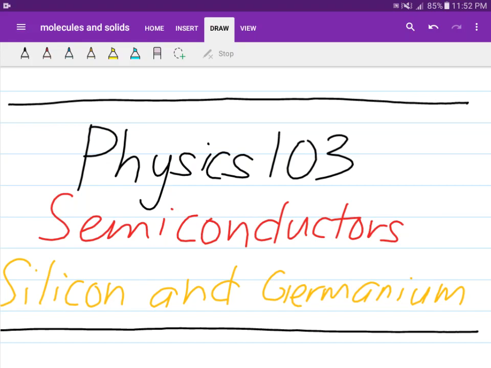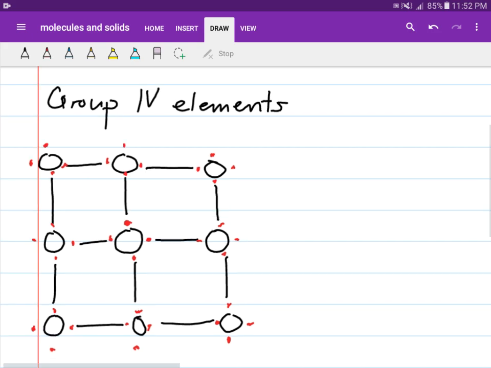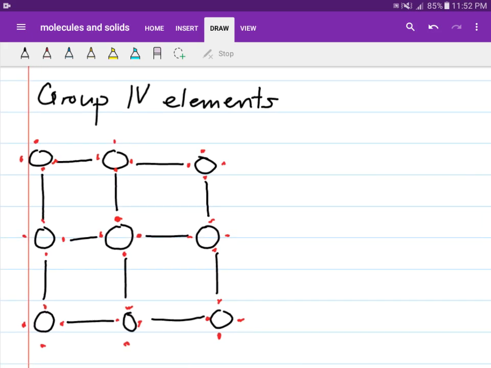Hello everyone, this is Physics 103, and in this lesson we are going to learn about two elements that are semiconductors, silicon and germanium. Silicon and germanium are both in group 4, which is the carbon group.